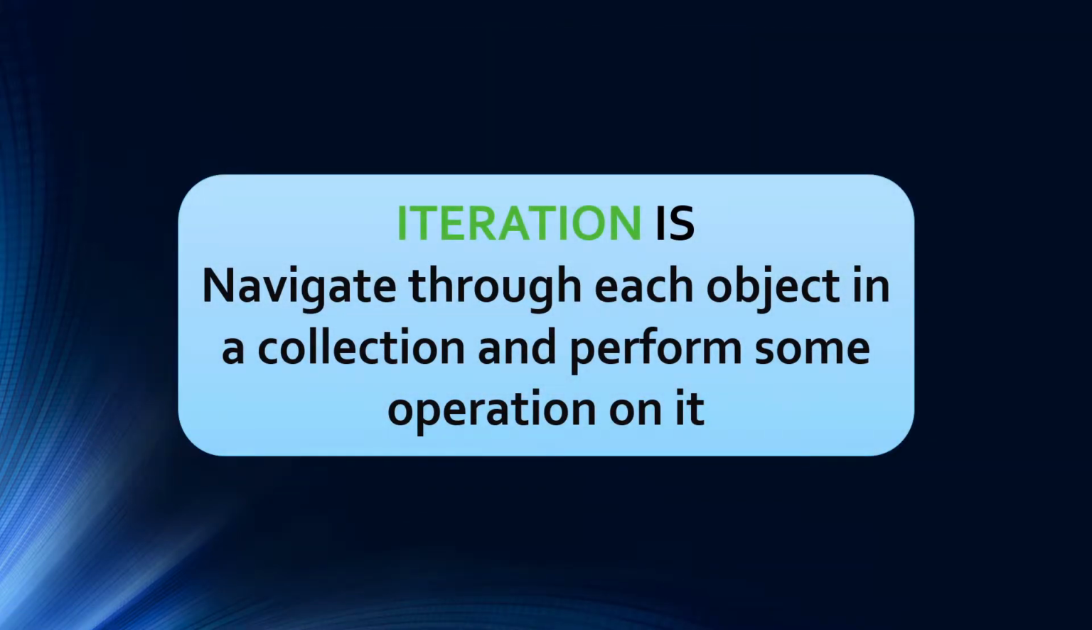So now, coming back to what is iteration. Iteration is navigating through each object in a collection and performing some operation on it. This operation could be as trivial as printing the element values on the screen, or it could be extremely complex, like filtering and mapping the elements and performing a bunch of operations on them.